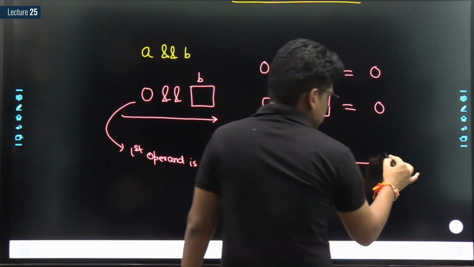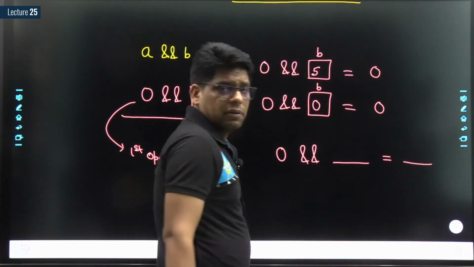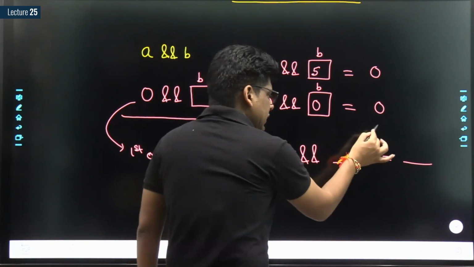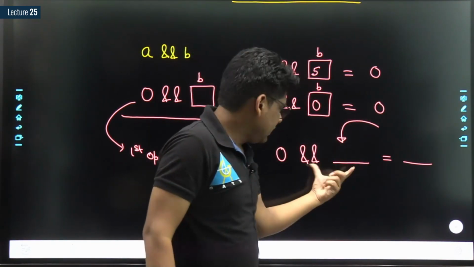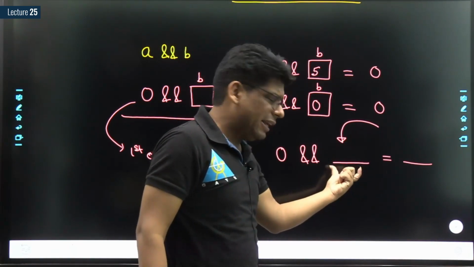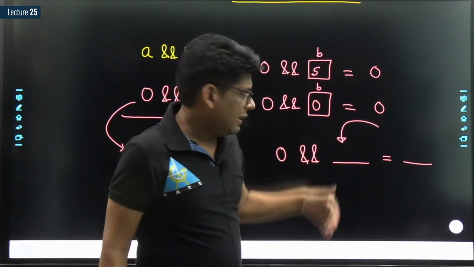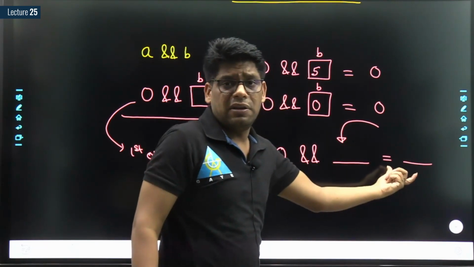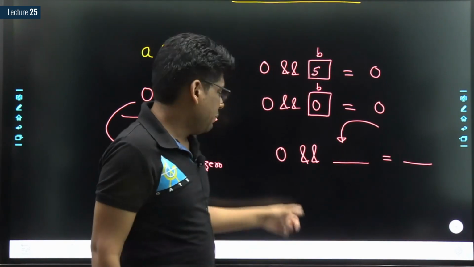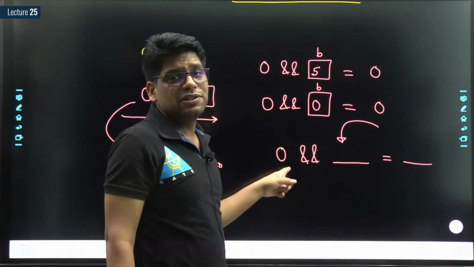If I ask you what is the result, do I need to know what is this value? Is the result affected by this value? No, sir. Whether this value is non-zero or 0, the result is for sure 0. Why? Because the first operand is 0.